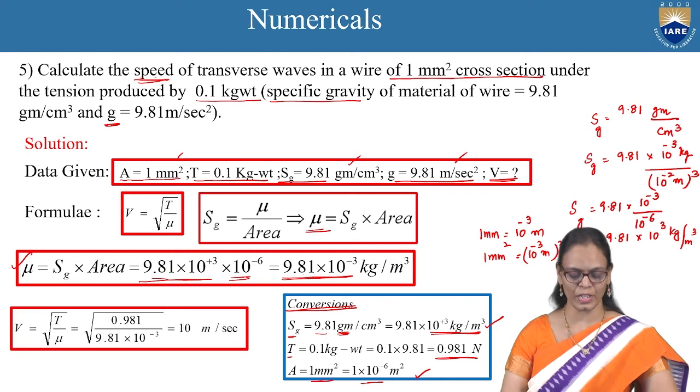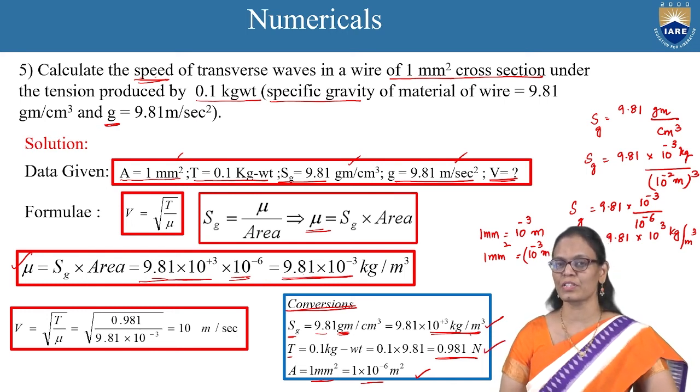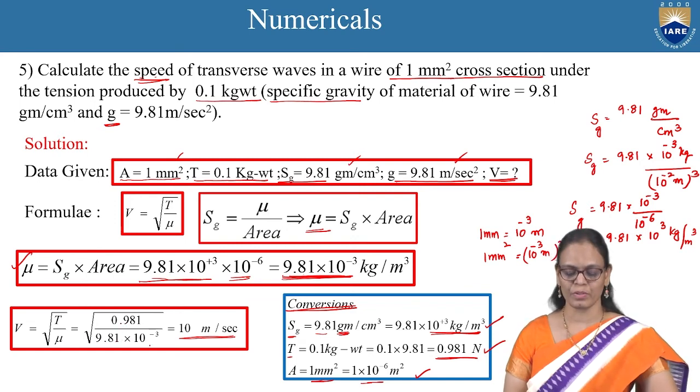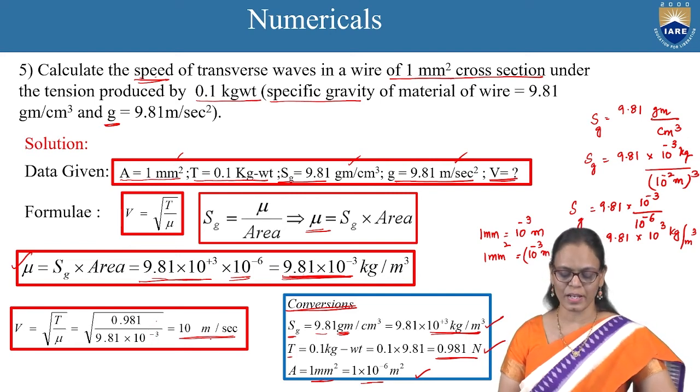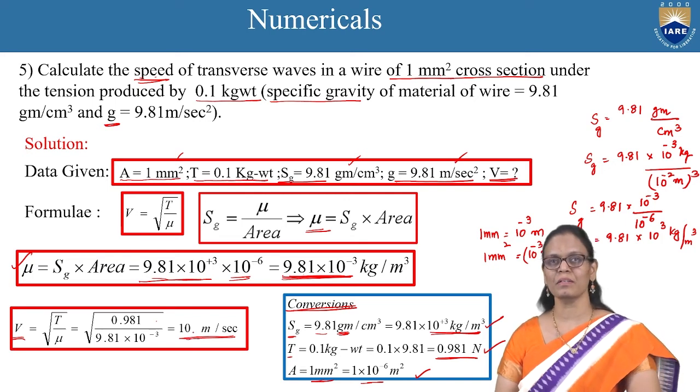Now substitute for V. V is equal to under root T by mu. T, what we got, is 0.981 Newton after multiplying it with g. And mu is 9.81 into 10 power minus 3, which we have just got. When we substitute, we get 10 meter per second. You can do the simplification: 0.981 upon 9.81 into 10 power minus 3. I can take it into the numerator, so we get under root 100. That is 10 meter per second. So the velocity with which the wire vibrates is 10 meter per second.